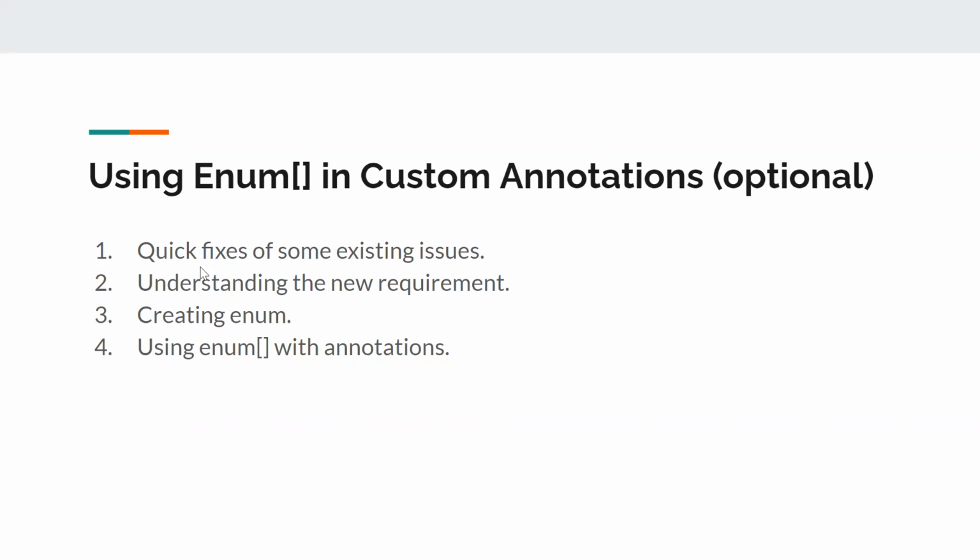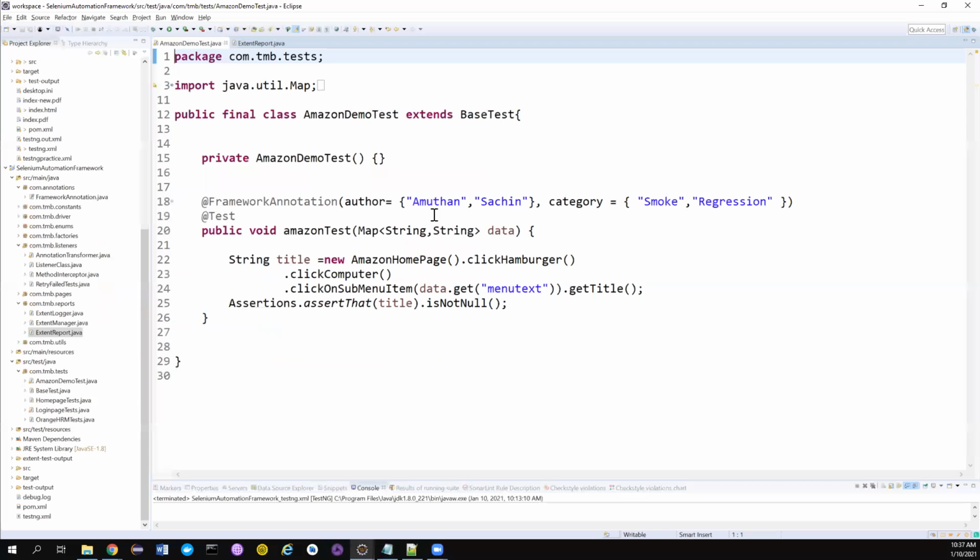First, we have some existing issues from the previous case. I missed following the package and naming conventions, so we'll fix that quickly. Then we'll understand why there is a need for an enum with custom annotations. Then we will create our own enum, and use that enum with annotations. This is the agenda for today's topic. Without wasting much time, let me move to the Eclipse workspace, guys.